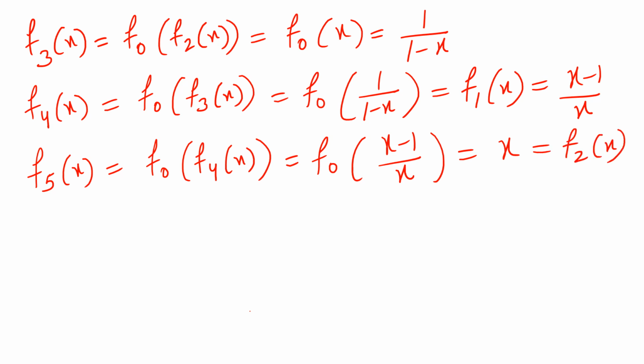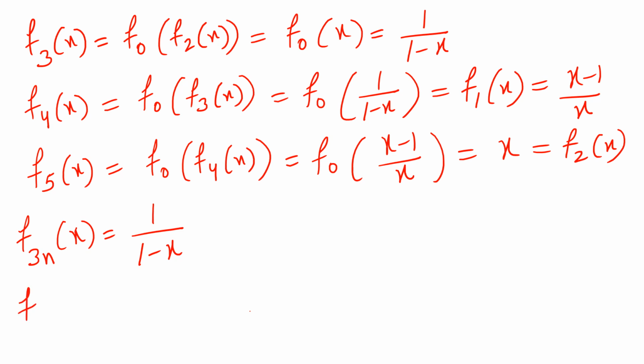So what do we observe from the above calculations? You can clearly notice that the functions f0 of x, f1 of x and f2 of x are repeating themselves after a fixed gap. So we can easily conclude that all the functions whose subscripts are multiples of 3, they are all equal to 1 upon 1 minus x. For example, f0 of x, f3 of x, f6 of x, and so on.